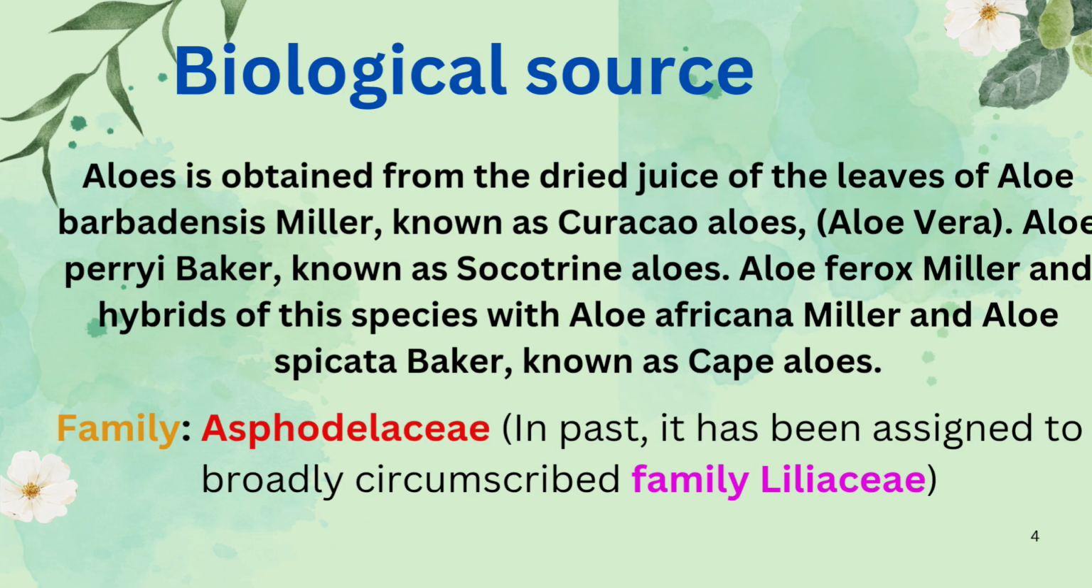Then, biological source. Aloes is obtained from the dried juice of the leaves of Aloe barbadensis Miller, known as Curacao aloes, Aloe perryi Baker, known as Socotrine aloes, Aloe ferox Miller, and hybrids of this species with Aloe africana Miller and Aloe spicata Baker, known as Cape aloes. Family: Asphodelaceae. In the past it has been assigned to the broadly circumscribed family Liliaceae.